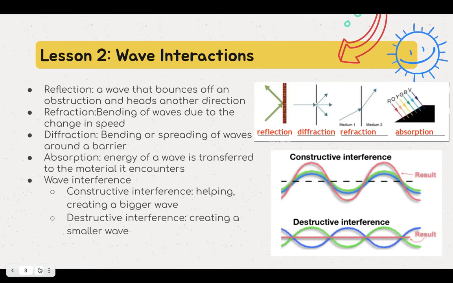Next lesson is wave interactions. Okay, so there are many different interactions that waves can have either with itself or with different objects or with another wave. Okay, so first let's talk about reflection. That's a wave that bounces off an obstruction or an object that heads in another direction. So this picture right here shows it best.